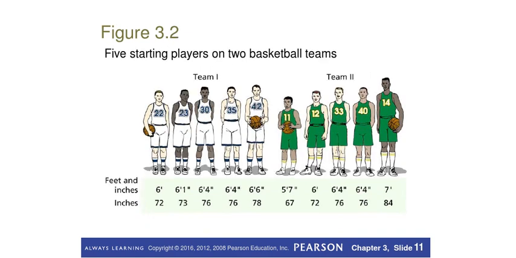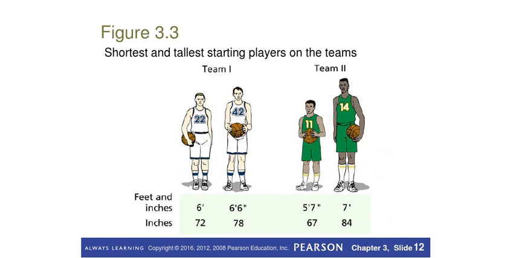But if we look at the data right here, we see that for the first team here in white, look at the spread of that data. Very, very close to each other, right? The minimum is 72 inches, the highest is 78 inches, while on the opposing team right here, we have a low of 67 inches and a high of 84 inches. There's much more variation in the second team.